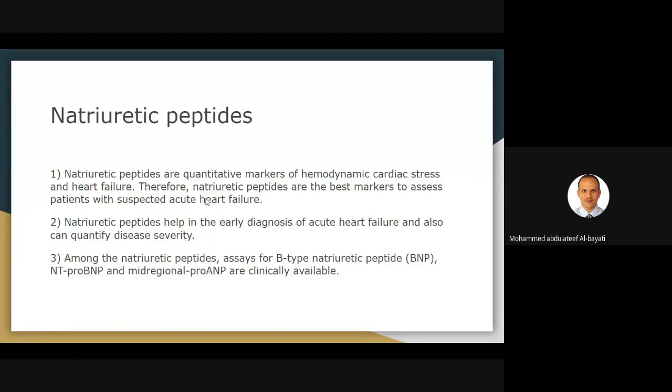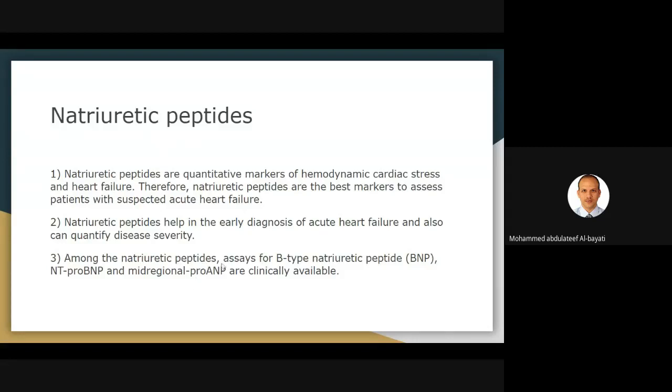But we have ranges of the natriuretic peptide. The first range indicates mild heart failure, or compensated. The second range indicates moderate heart failure, and the third range will represent advanced heart failure. So we will depend quantitatively on this marker to stratify the severity of heart failure.